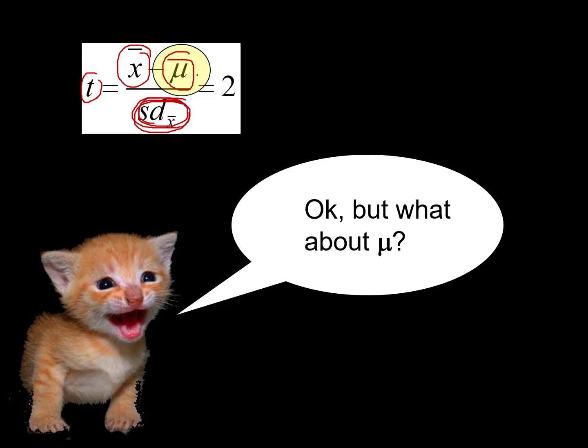But what about the problem that we don't know what the true population parameter is? If our statistic is a mean, that true population parameter is mu. So if we don't know the true population parameter, how can we use this formula? What's our solution to solve that problem?